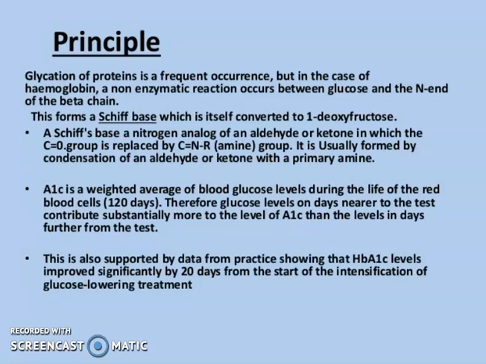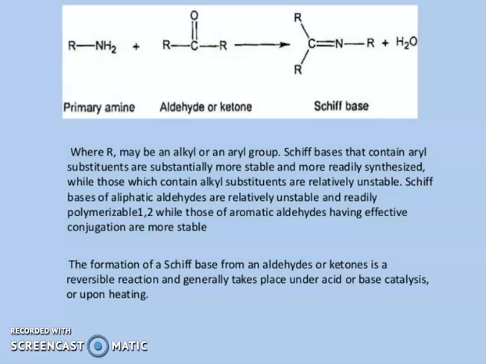A1c is a weighted average of blood glucose level during the life of the red blood cell, 120 days. Therefore, glucose levels on days nearer to the test contribute substantially more to the level of A1c than the levels in days further from the test. This is also supported by practice showing that HbA1c level improved significantly within 20 days from the start of the intensification of glucose lowering treatments. You can see the formation of Schiff base through these reactions.